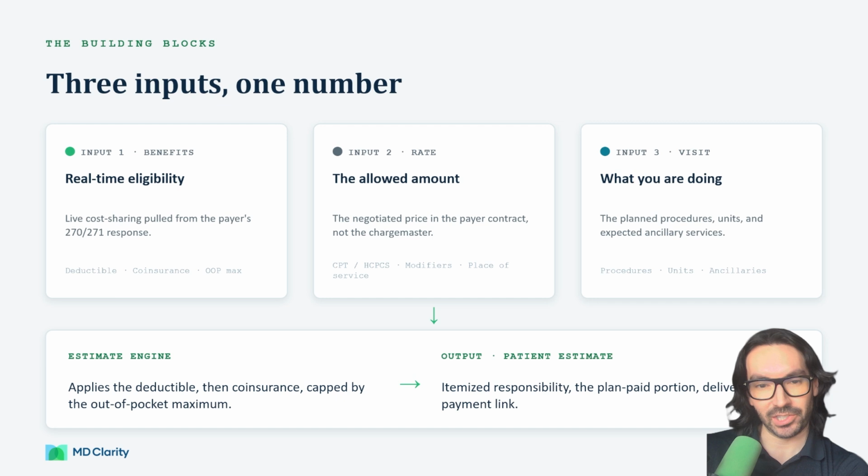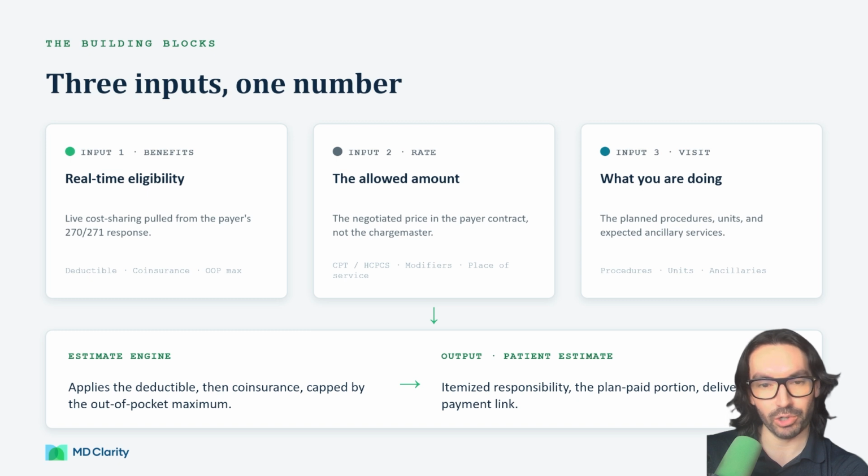So what goes into an estimate? Three data streams. The first is the patient's benefits, which you pull through a real-time eligibility check with the payer. That tells you the deductible, how much of it the patient's already met, the coinsurance percentage, any copay, and the out-of-pocket maximum. The second is the contracted rate, also called the allowed amount.